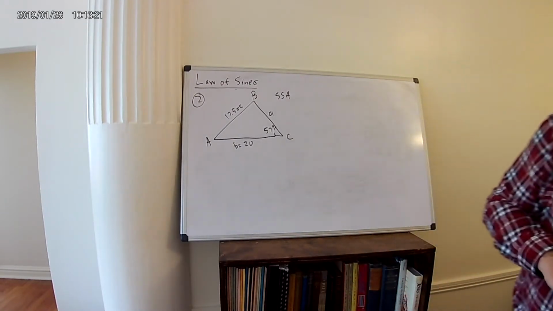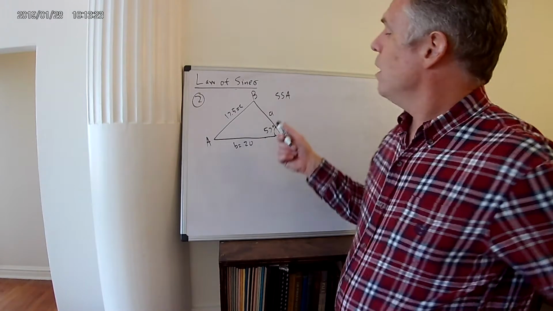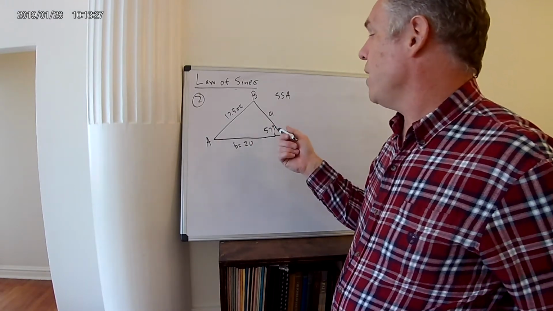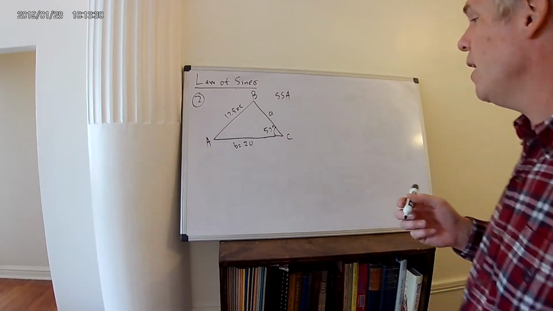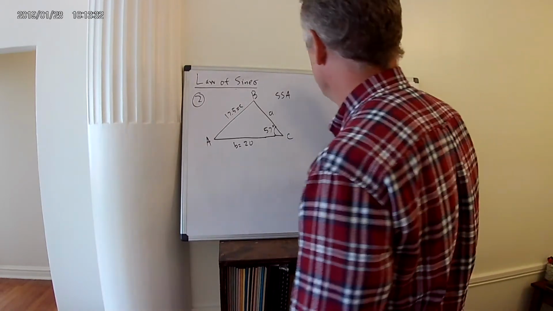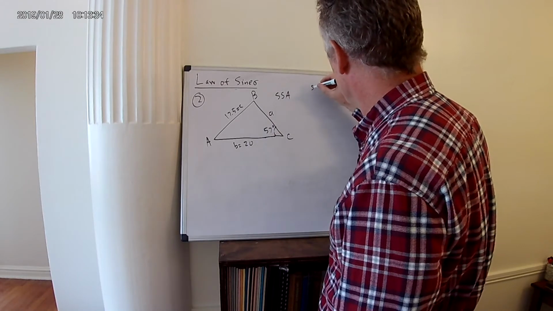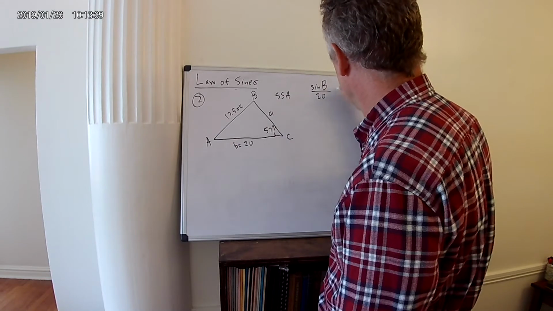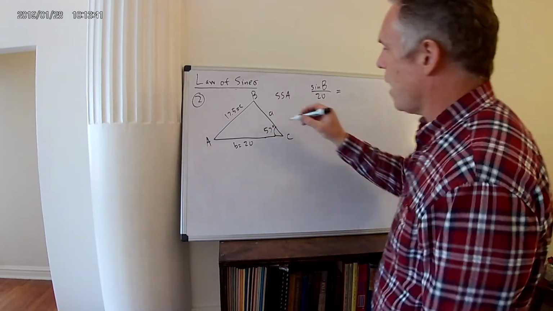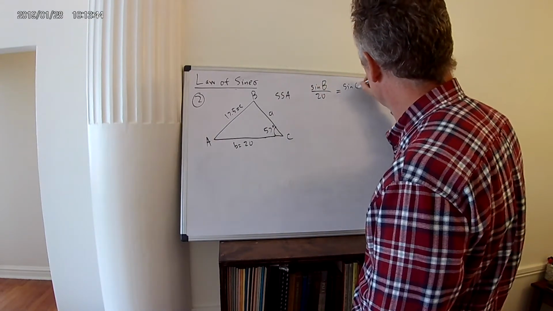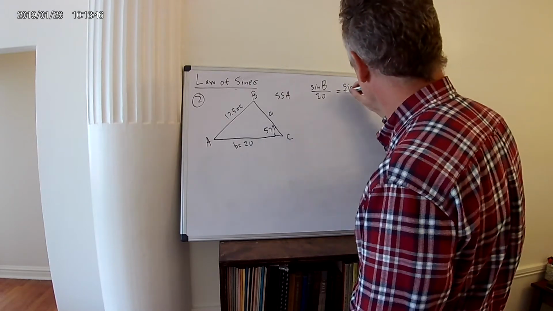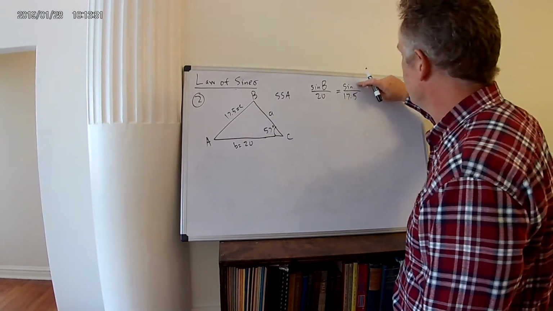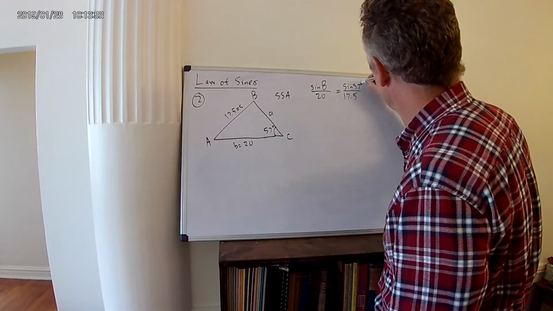The first thing I can do is try to solve for angle B. Now, I only know one angle here, so I can't use that old trick of 180 minus two angles, because I only know one angle. But what I can do is try to solve for angle B. I'm going to use the law of sines, which says sine of angle B divided by side length B, which is 20, is equal to the sine of angle C divided by side length C, which is 17.5. And by the way, I know angle C is 57 degrees.